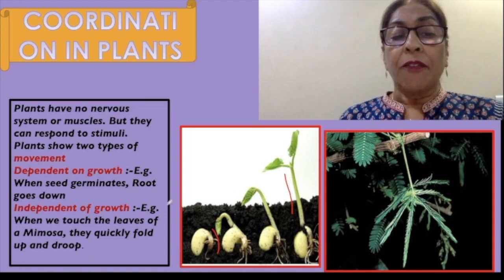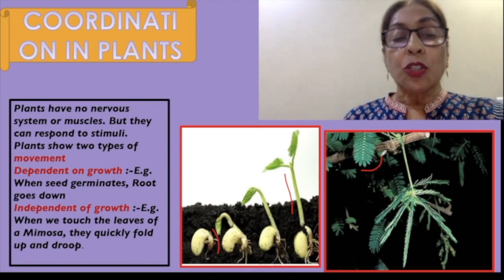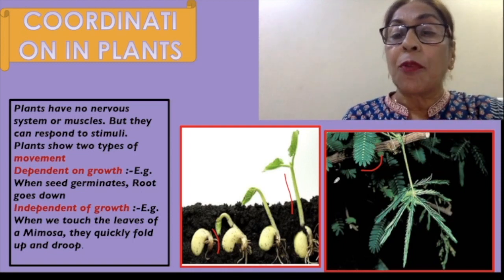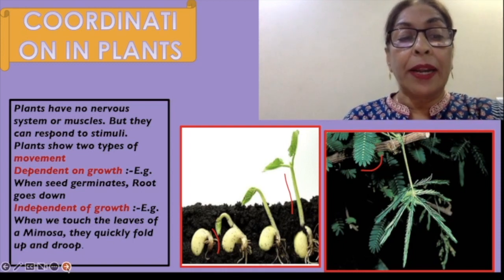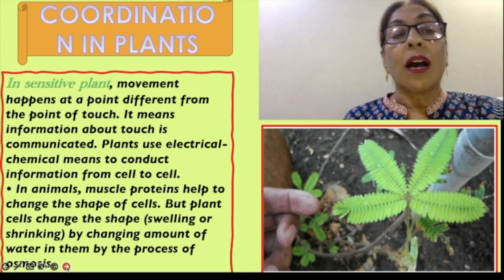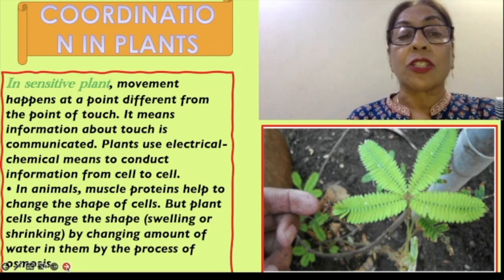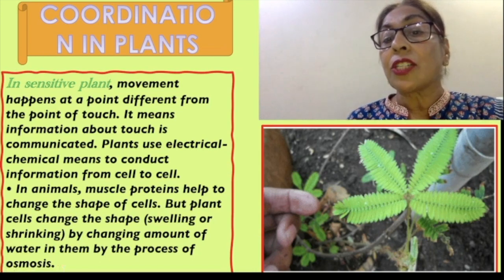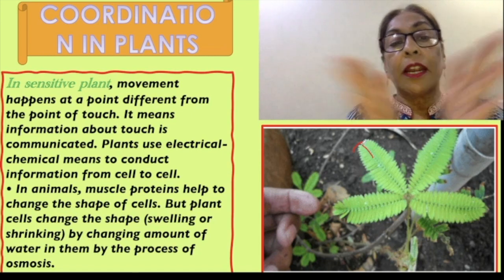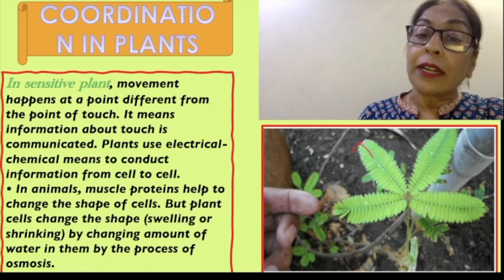Independent of growth: when we touch the mimosa or touch-me-not plant, the leaves collapse, they fold up. So this type of movement is called independent of growth. In a sensitive plant like mimosa, movement happens at a point different from the point of touch. It means whenever we touch the tip, from the midrib it collapses, it folds. So it means information about touch is communicated.